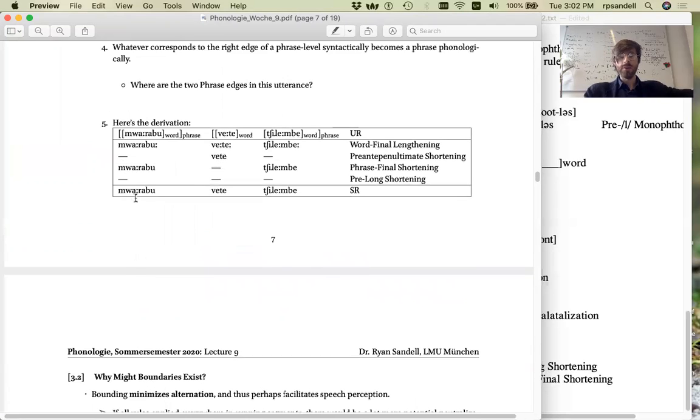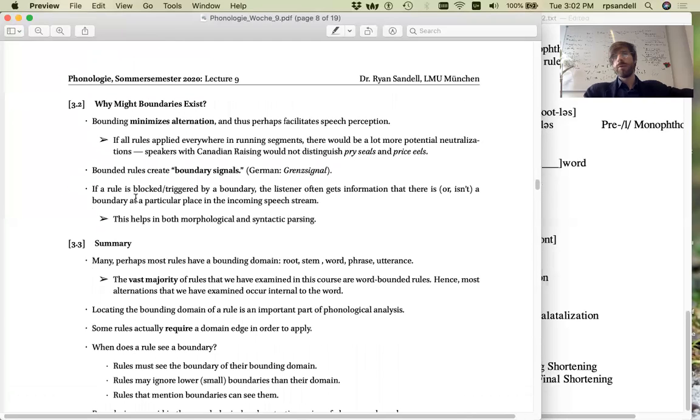All right, so to close this section on boundaries and bounding domains, we can think about why phonology should need or want to refer to boundaries whatsoever. Well, in one sense, maybe one practical aspect of boundaries is that they can have the effect of reducing or minimizing the amount of phonological alternations that apply. And this might make it easier for speakers sometimes to recognize words.